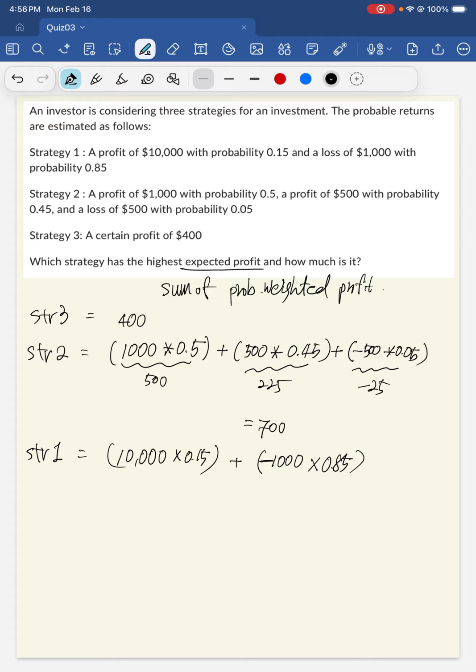So that means this should be 1,500 minus 850. So the total is 650. Okay, then as a result, if you compare the expected returns of each strategy, I will choose the second strategy that returns $700.